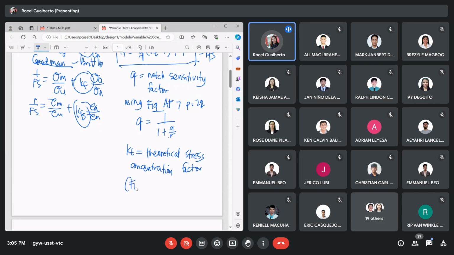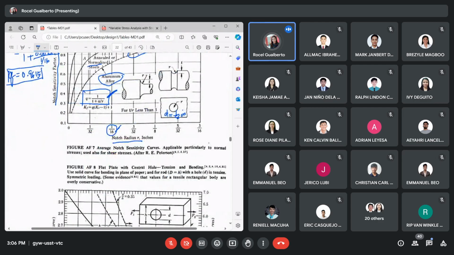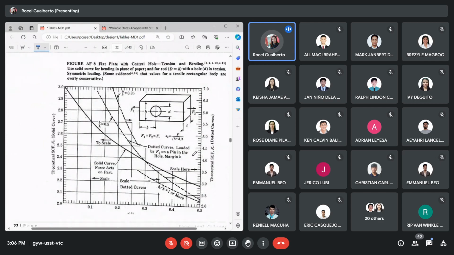And we will be using here figure AF8 up to figure AF14. Yan. Ari po yung gagamitin natin to obtain the value of KT. Okay? So, paano po natin kukunin yung value ng KT dyan? Sa theoretical stress concentration factor. O, puntahan po natin yung AF8, 9, 10 hanggang 14. Yan. Ang AF8 po, may kanya-kanya po siyang specific na description.